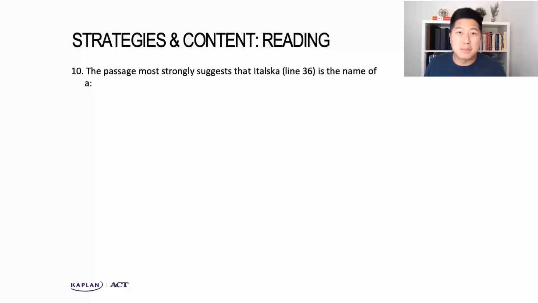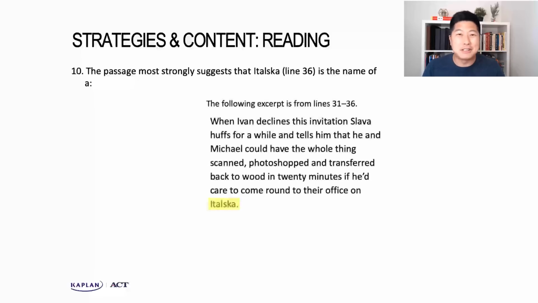So this last question is a little bit more straightforward. It's asking what the passage is suggesting that the name Atulska is. Well, if we go back and research, and always do your research. This is an open book test. Don't rely on your memory. Your memory will fail you when it's under pressure.